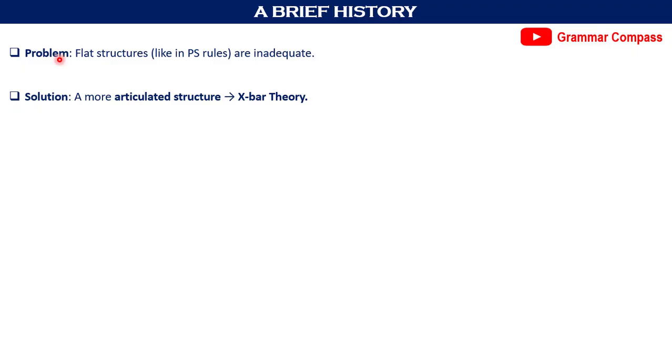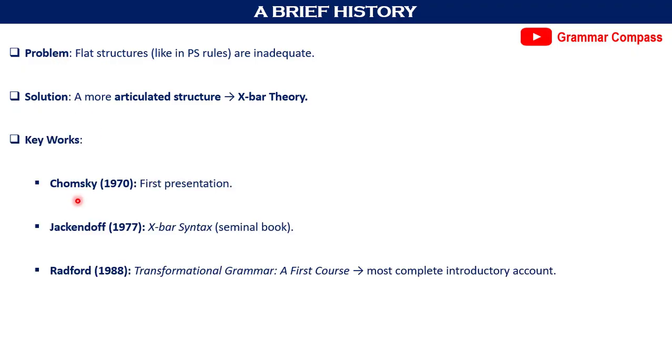And who proposed this theory? It was first presented comprehensively by Noam Chomsky in 1970, then revised by Jackendoff in 1977 in his book X-bar Syntax, and then again revised by Radford in 1988 in his book Transformational Grammar. This was the most complete introductory account of the X-bar theory. Now in this video, we are going to blend all of these and then look at Andrew Carnie's perspective to the X-bar framework. But first of all, there is a question to be answered.